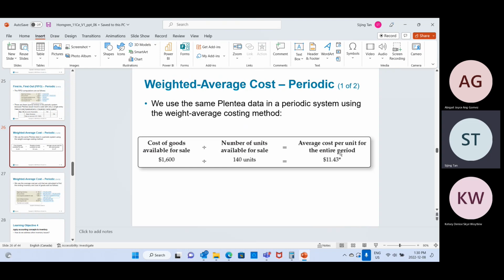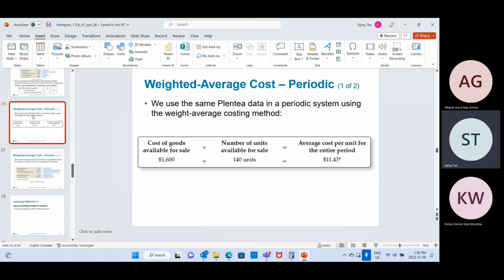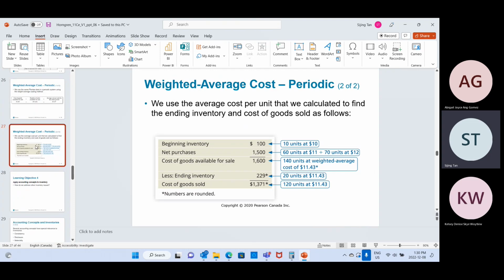You are not going to see short answer questions for the periodic system. The only question you will see will be on the perpetual, because periodic is much easier than the one we just went through. Now, quickly, under weighted average cost periodic, we have beginning inventory of 10 units at $10. New purchase, 60 units at $11, and 70 units at $12. So there's no change until the cost of goods available for sale. The only difference is we do the calculation, $1,600 divided by 140 units. So the weighted average cost per box will be $11.43, right?